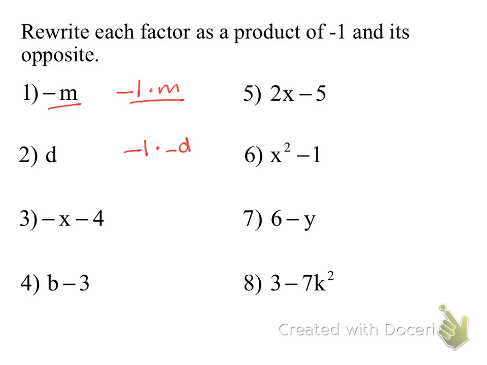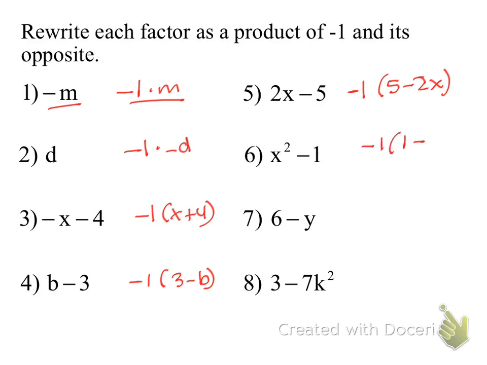What would we do for number 3? Charlie. Negative 1 times the quantity of x plus 4. Yep. What are we doing for number 4? Negative 1 times 3 minus b. Right? Kayla, what's the next one going to be? Negative 1 times the quantity of negative 2x plus 5. We turn it around. 5 minus 2x. We put the negative second. Django. Negative 1 times the quantity of 1 minus x squared.